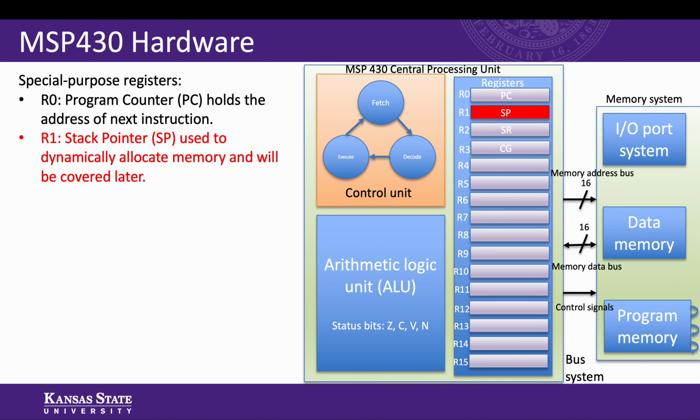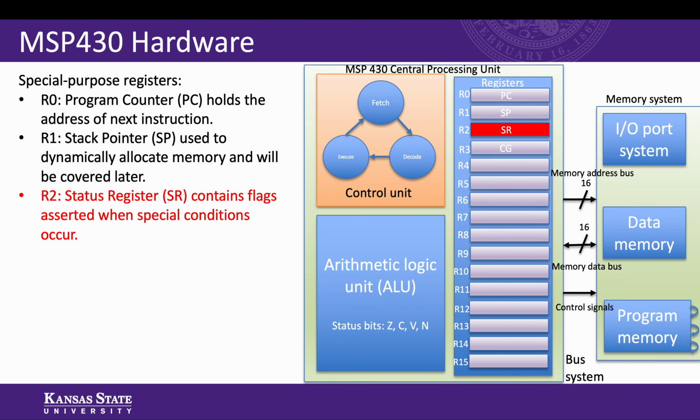The second register, R1, is the stack pointer, which we will denote as SP. It's used with the stack to dynamically allocate memory, which we're going to cover later. The third register, R2, is the status register, which we will denote as SR. It contains flags that are asserted by the arithmetic logic unit under special conditions. We will elaborate on this in just a little bit.